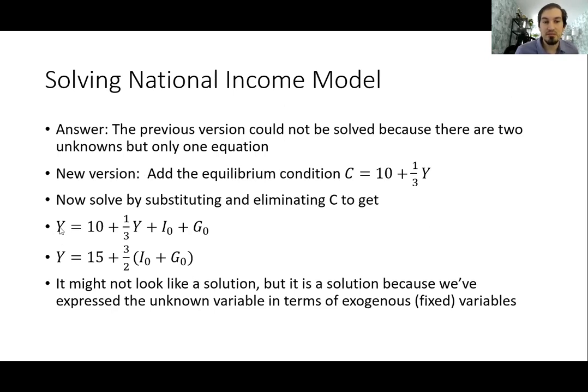And what you'll get is, instead of y equals C, that C has been replaced by 10 plus 1/3 y plus I0 plus G0. By the way, I hope you remember that these variables I and G have a 0 in their subscript in order to indicate that they are exogenous to the model, okay? So y equals what used to be C plus I, which has a 0, plus G, which has a 0. Do you want me to show you how I get from here to here?